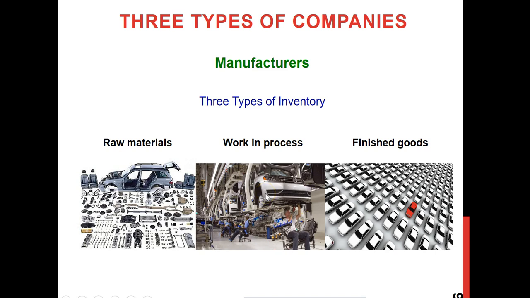work in process inventory. And when their production process is done, all those will be converted into finished goods, these beautiful cars. So these finished goods are another type of inventory. So you will see that a manufacturing company will have three types of inventories: raw material inventories, work in process inventories, and finished goods inventory.